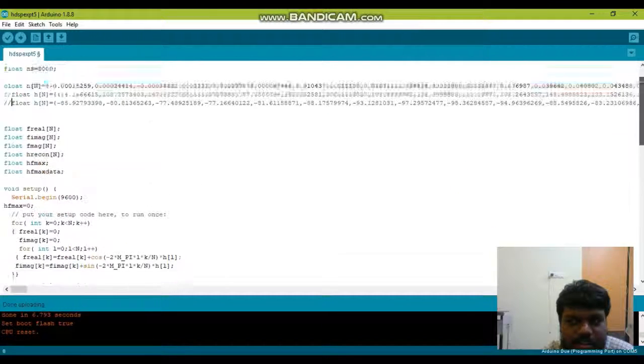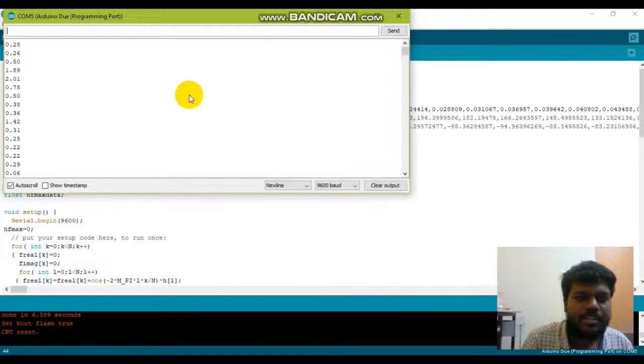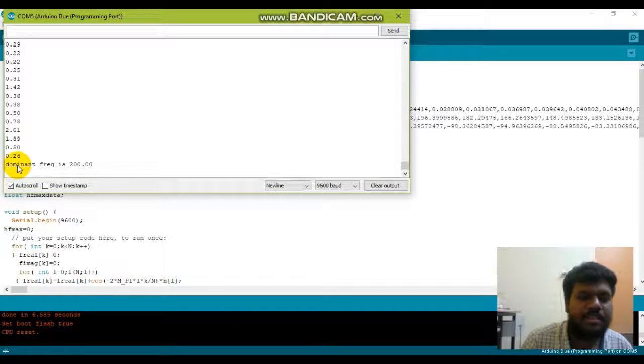So let's run this program. Here you can see the magnitude response of the speech signal like this. Here you can see that the maximum is attained at this point, and here you see that the dominant frequency is around 200 Hz. It's approximate.